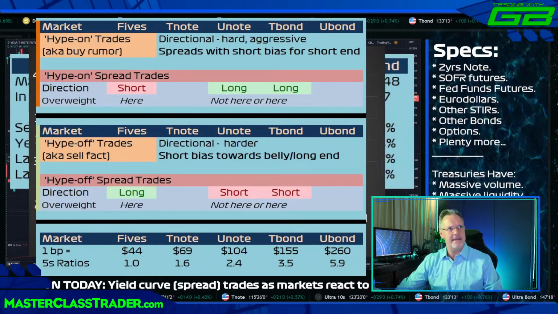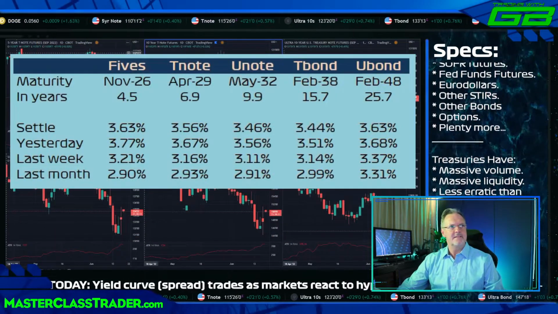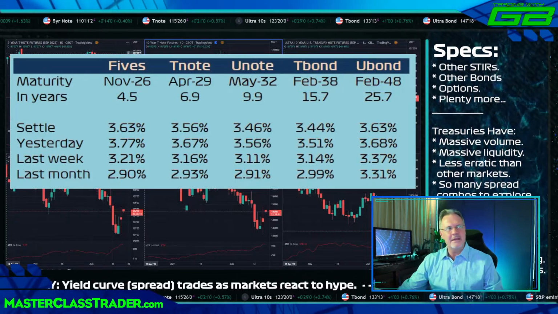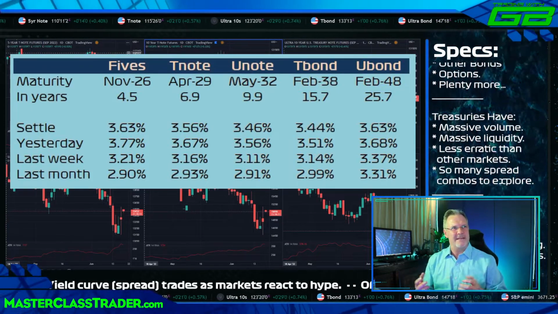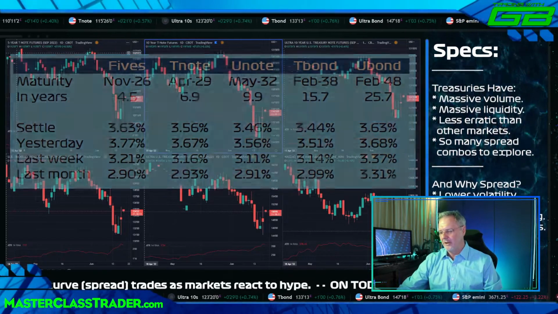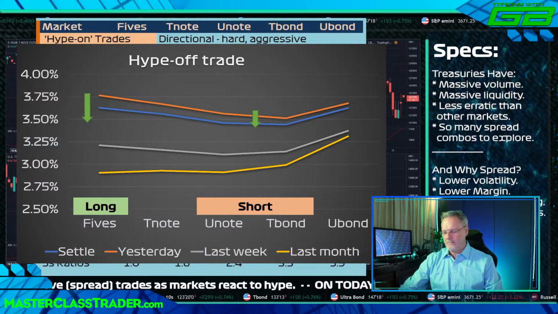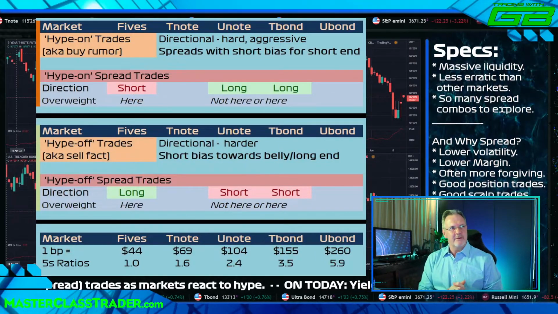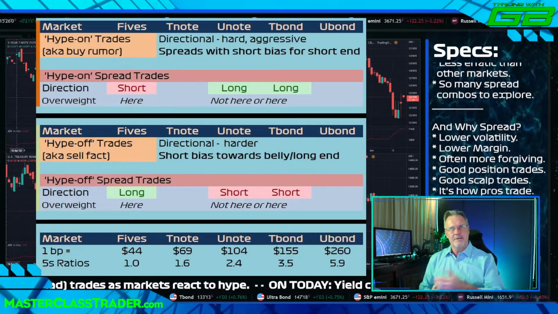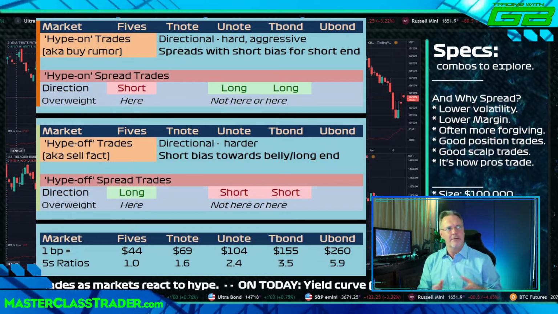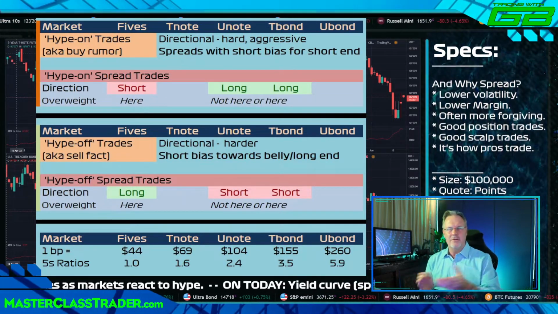Let me go back to that slide. 6.9 years maturity on the T note. So when you're looking at a spread, you're not really spreading much out when you're trading the fives versus the T note at the moment. So there we go. With this particular trade, we might look at being short the short end and long the Ultra Note and the T bond to make a nice little trade. You could do it in the Ultra Bond too.